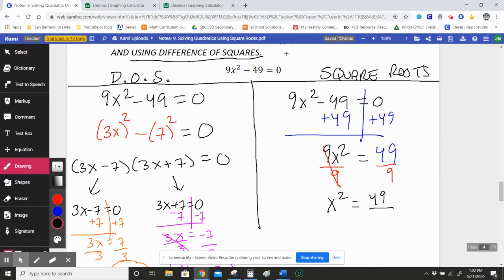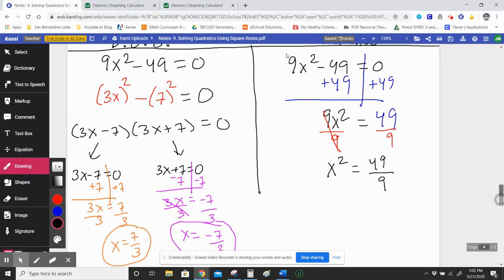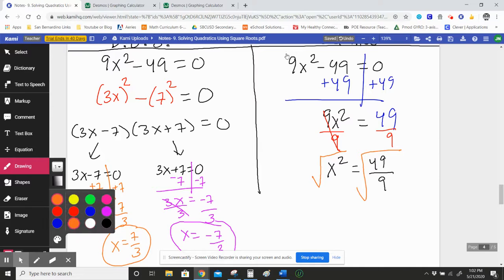49 divided by 9. Now, some of you are like, oh, what the heck, 49 divided by 9, that's a weird decimal. Yes, it doesn't go into it nicely. Big deal. One of the properties of square roots is that when you take the square root of this side and the square root of this side, you can break up the square root into every single one of the parts of the fraction. So when I take the square root on this side, the 2 goes away. And the square root of this side can be split up into the top and the bottom number.